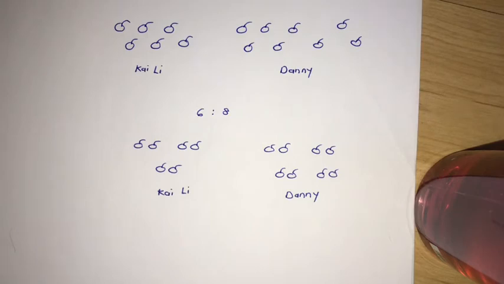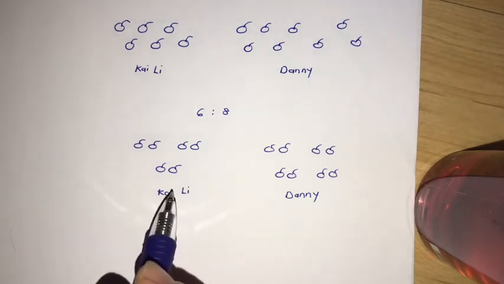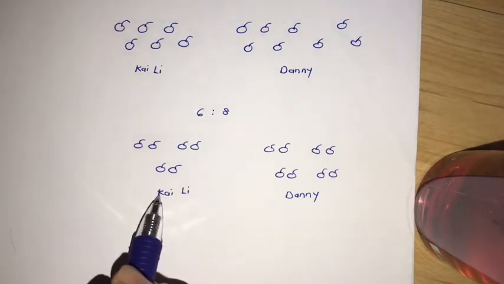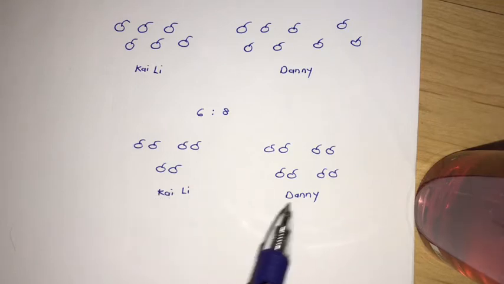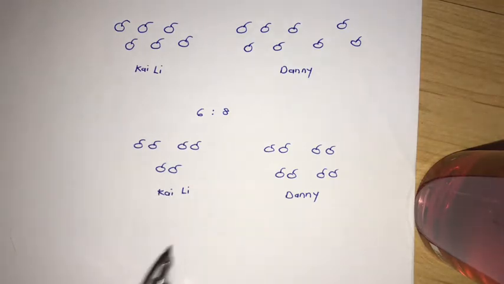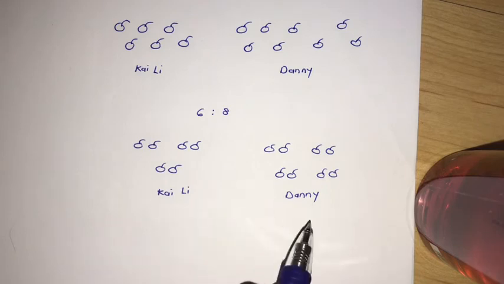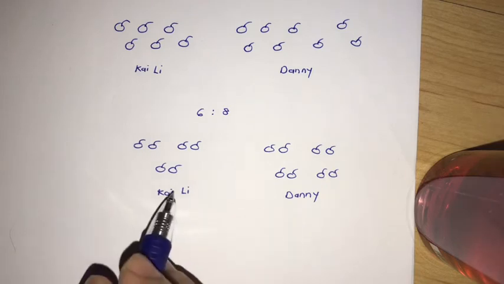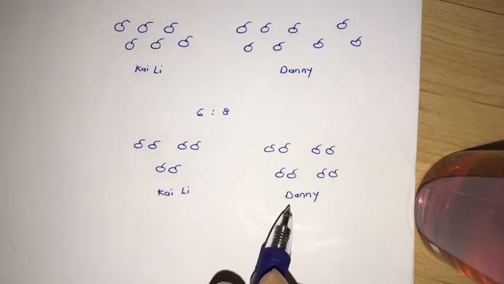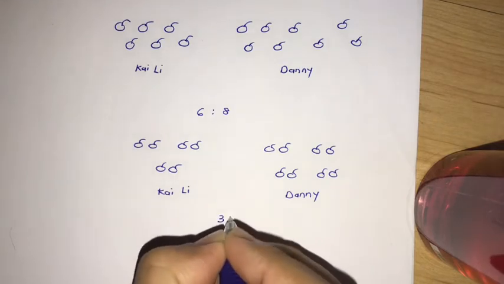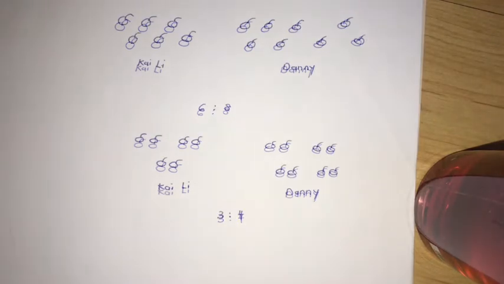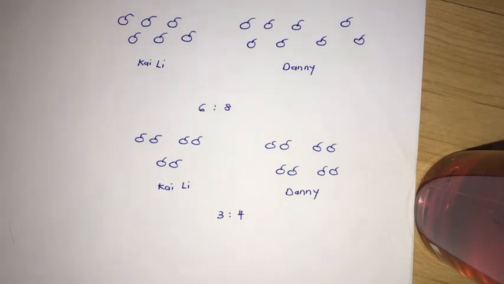However, we can rearrange the number of cherries as follows. The ratio of Kylie's cherries to Danny's cherries is 3 to 4. It is now in the simplest form. So from the example, we see that 6 to 8 and 3 to 4 are equivalent ratios.